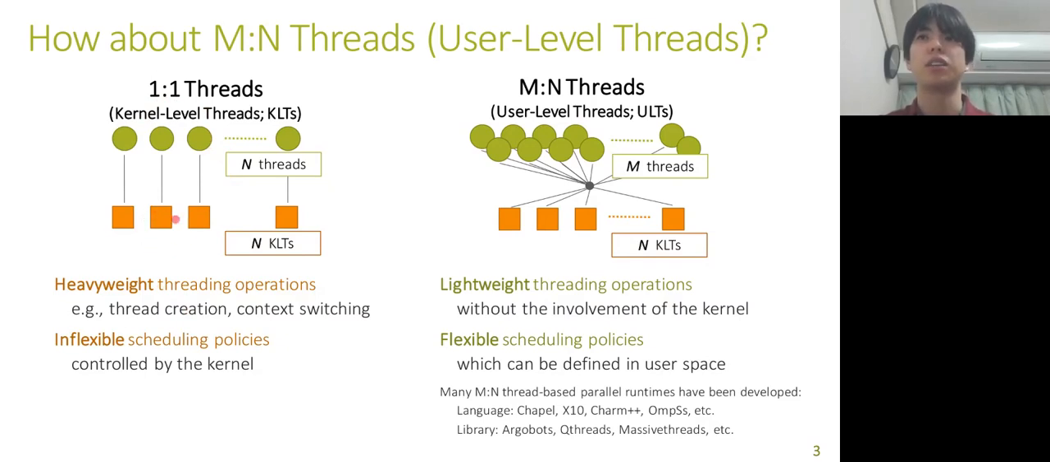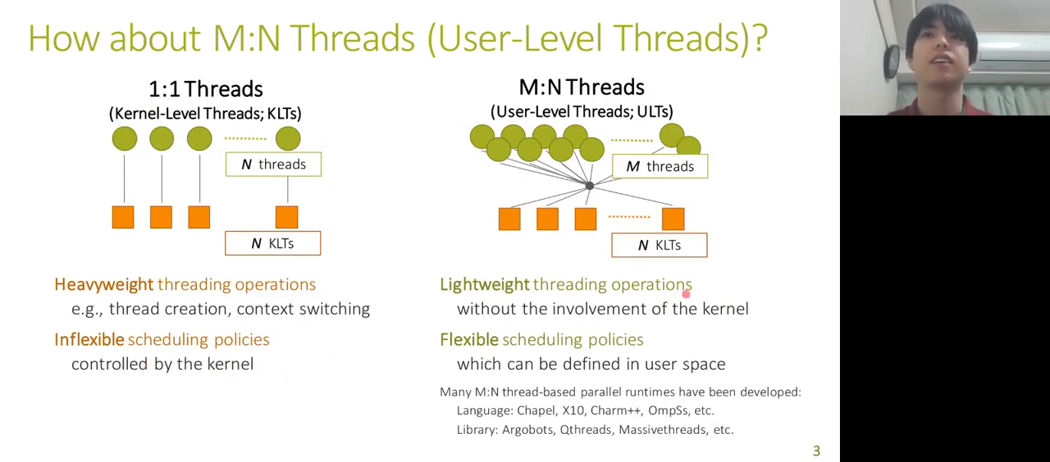However, one-to-one threads are insufficient for thread scheduling for high performance because of their heavyweight threading operations such as thread creation and context switching. They are heavyweight because they involve context switching to the kernel space, which consumes many CPU cycles. The scheduling policy of one-to-one threads is also inflexible because the user cannot customize thread scheduling policies in user space.